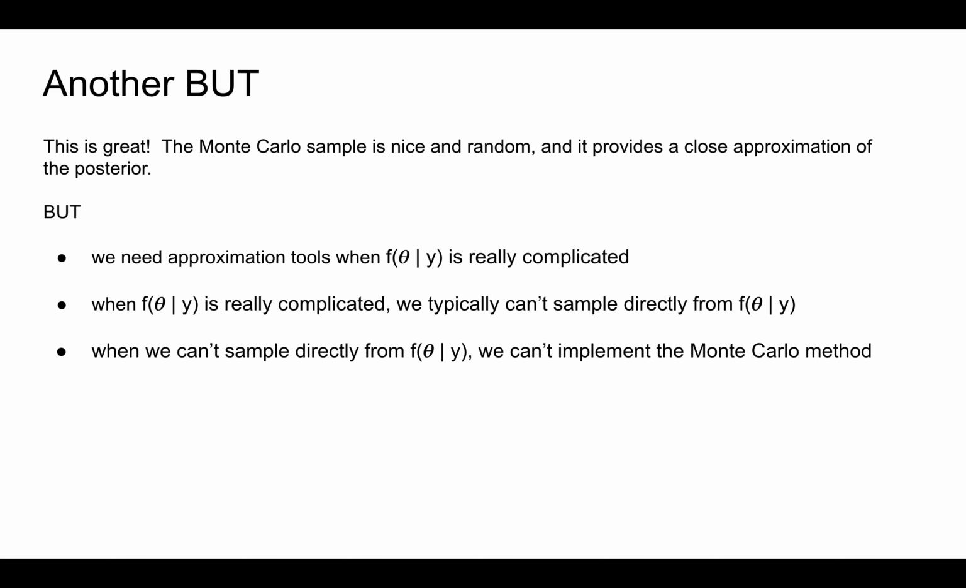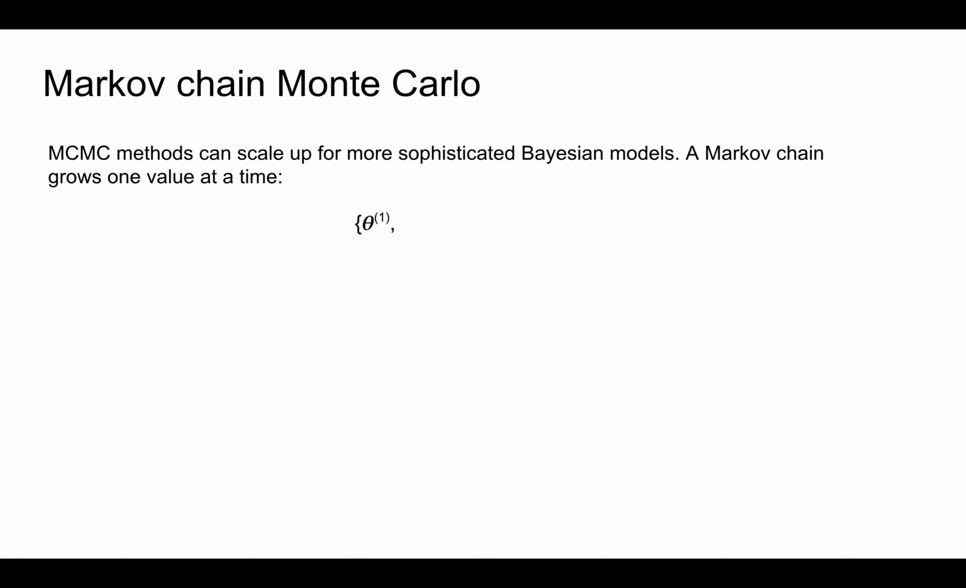This is where Markov chain Monte Carlo comes in. MCMC methods can scale up for more sophisticated Bayesian models. Like Monte Carlo, MCMC methods produce a sample of parameter values. Yet a Markov chain grows one value at a time, from theta 1 to theta 2 to theta 3, on up to theta N, where again capital N is the chain length.